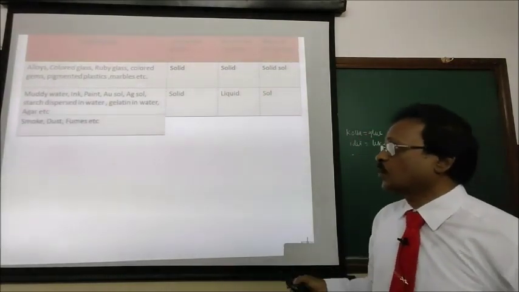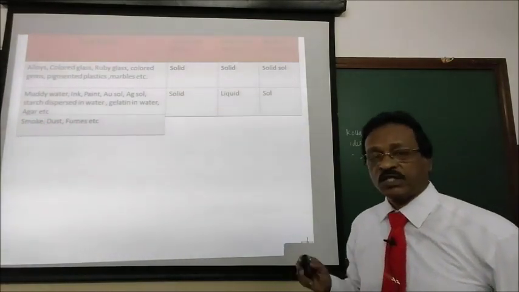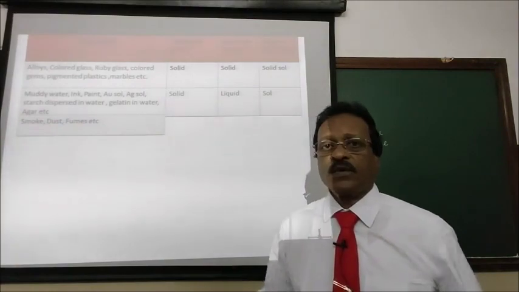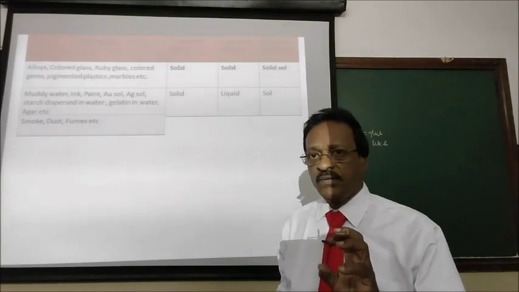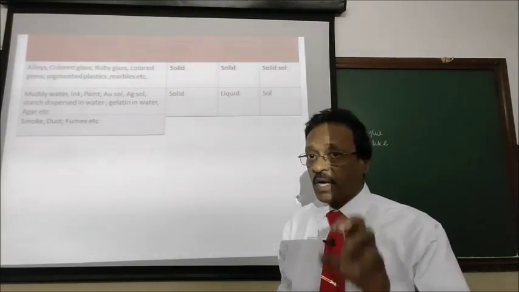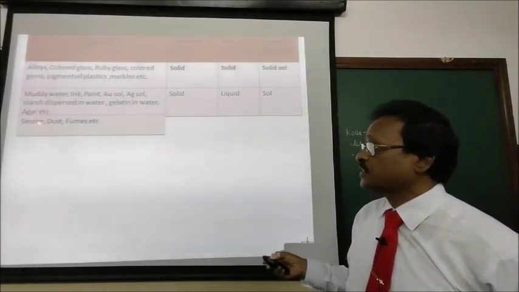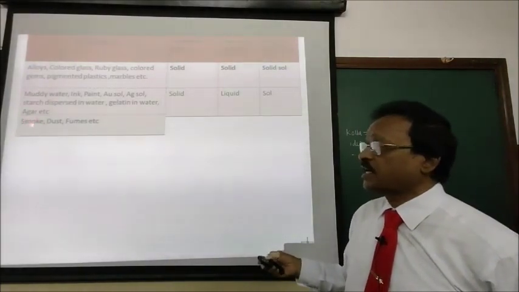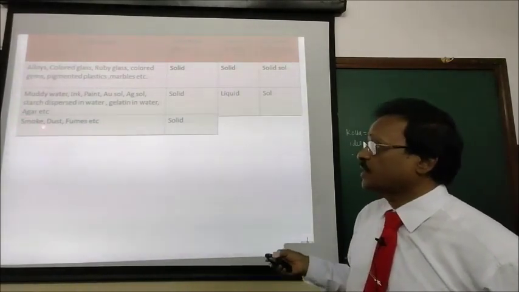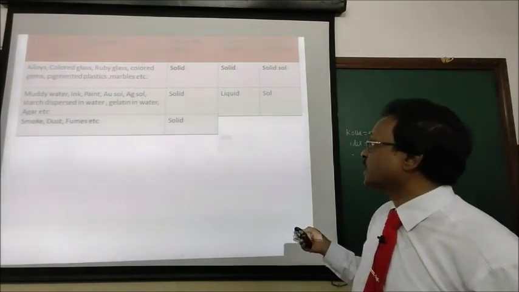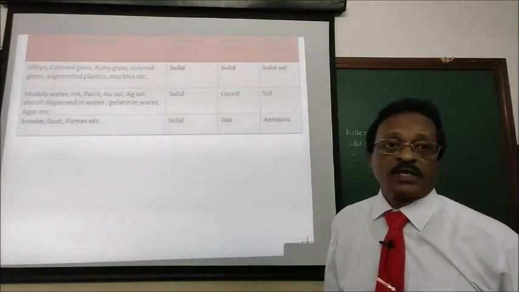Look at another example. I have given smoke, dust, fumes. What does smoke consist of? You have seen every day a lot of smoke from industries discharged into the atmosphere. Smoke consists of solid carbon particles dispersed in the air. The dispersed phase is carbon particles, solid, and they are dispersed in air. Smoke, dust, fumes: solid is the dispersed phase, dispersed in gas. This system is called an aerosol.